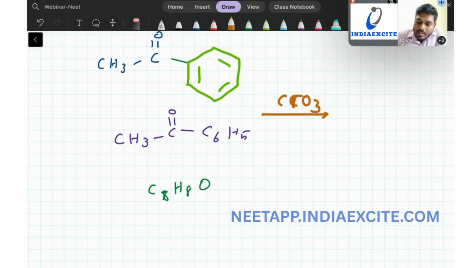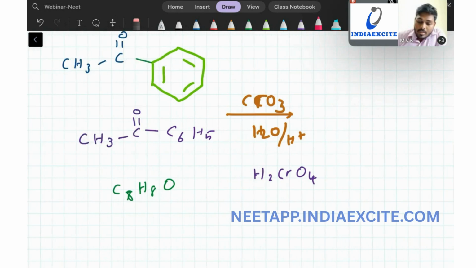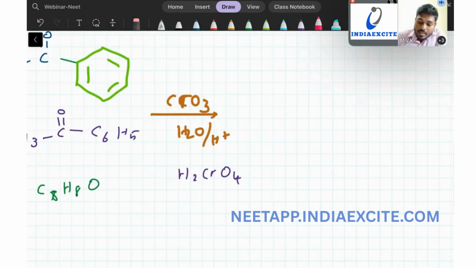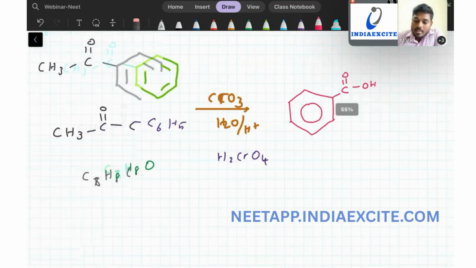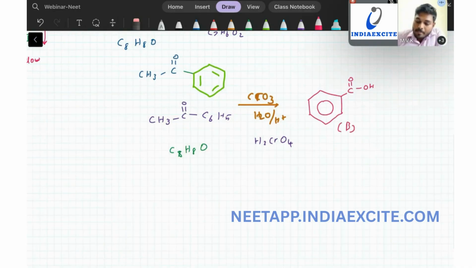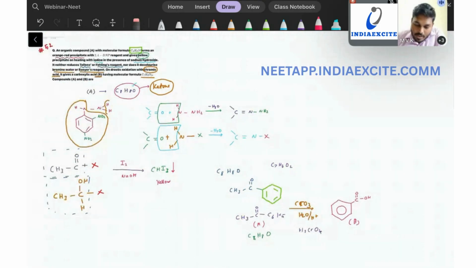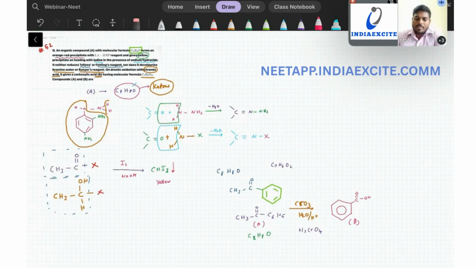Chromic acid is nothing but CrO3 in the presence of water and H+. What do we get? We get H2CrO4. Correct? So what happens here? This gets oxidized and we get the COOH, benzoic acid. So this is compound B. This is our compound A. I hope this helps. Basically, what do we need to solve this?